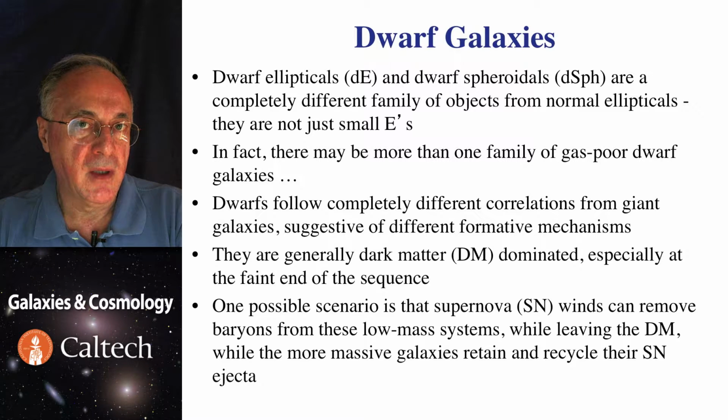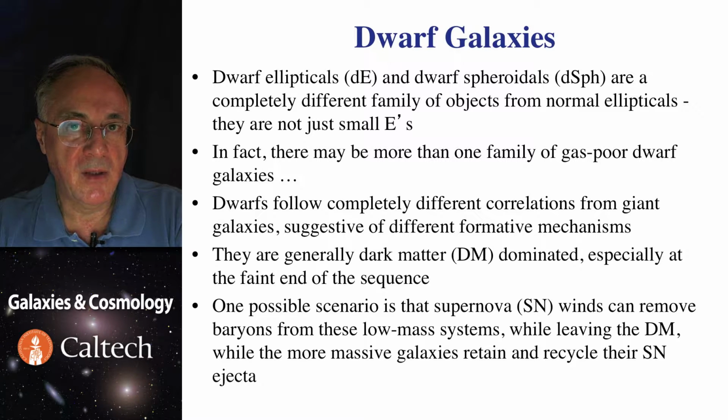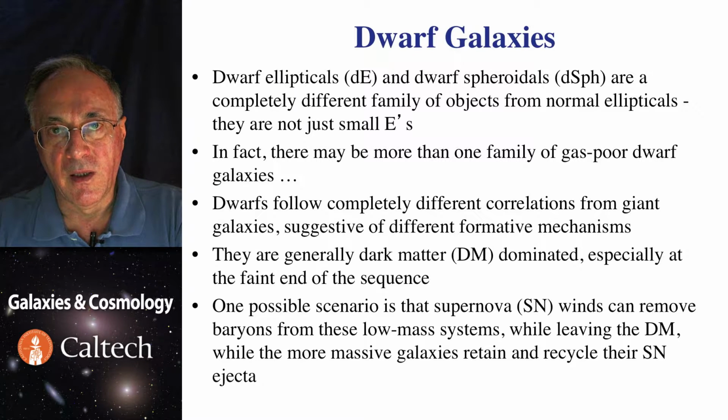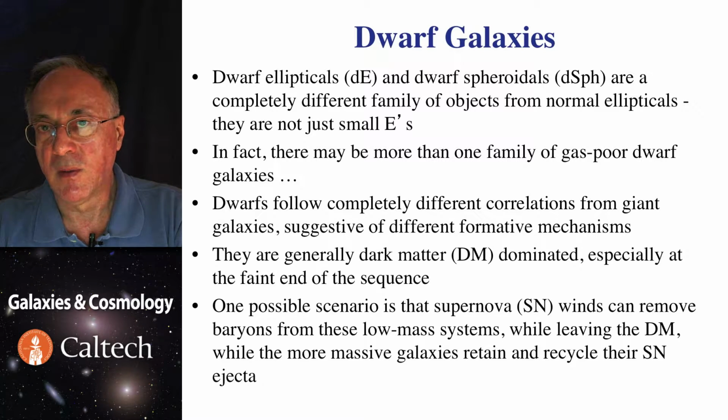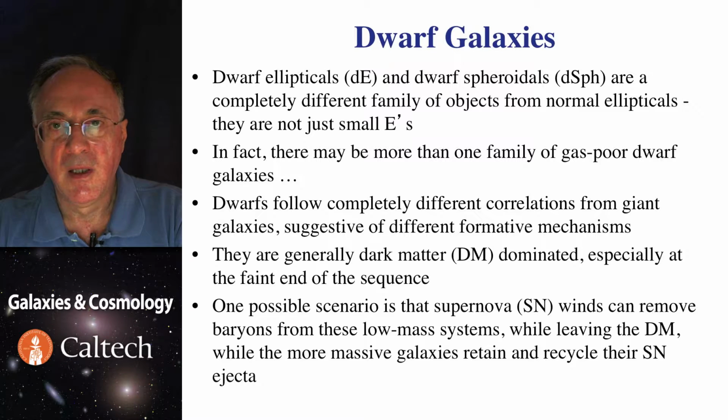The reason why we think they're very different is that they follow very different correlations between their fundamental properties, which I'll show you in a moment. And if those correlations are a product of formative evolutionary processes for galaxies, then that suggests that they're two different paths and therefore two different families.